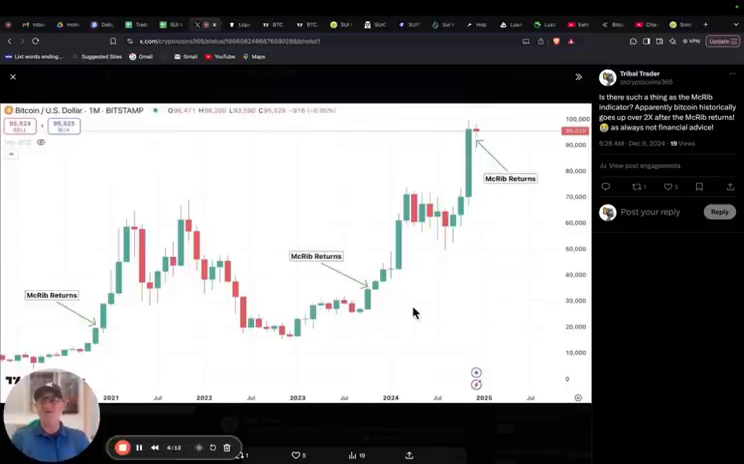So yeah, the McRib returns, a very interesting indicator. Do you think we're going to see a 2x from Bitcoin from here? And if not, what is the highest you think Bitcoin can get to for this bull cycle? Put me a number in there. I want to see what you are thinking and why you're thinking that. I'd love to hear your thoughts on that.